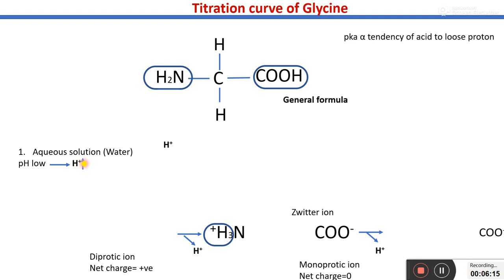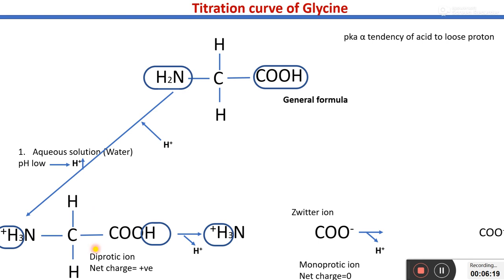In this condition the amino acid prevails as the diprotic form. Here diprotic means that this amino acid has the capacity to donate two H plus ions in aqueous solution. So in this case the net charge of the amino acid is positive. Why did it happen?